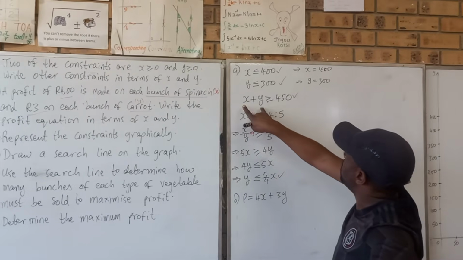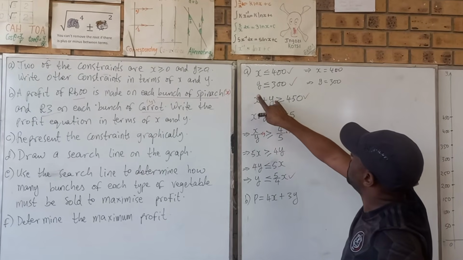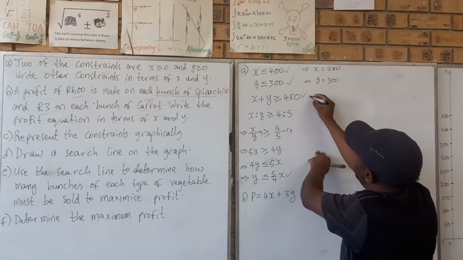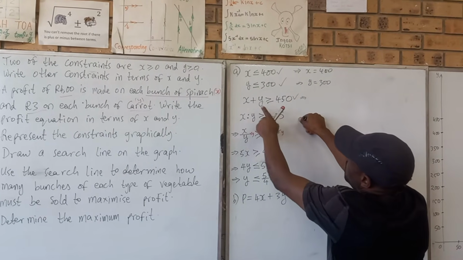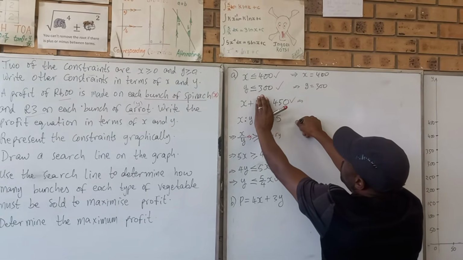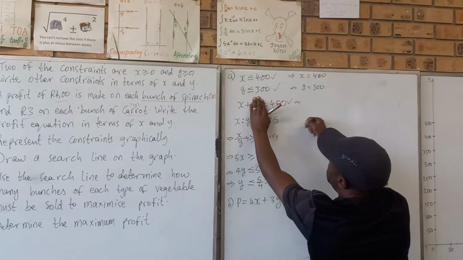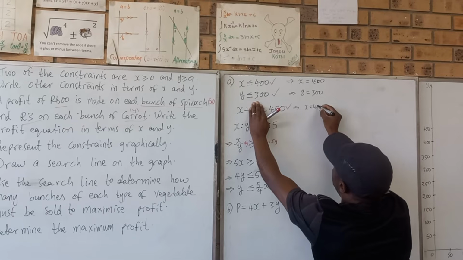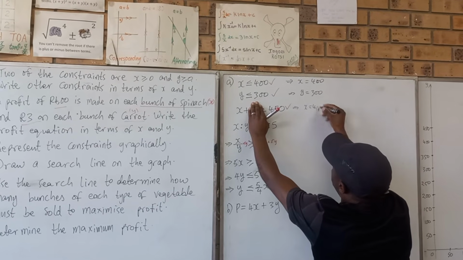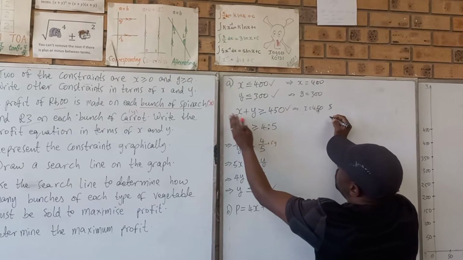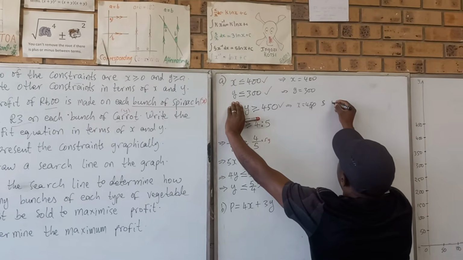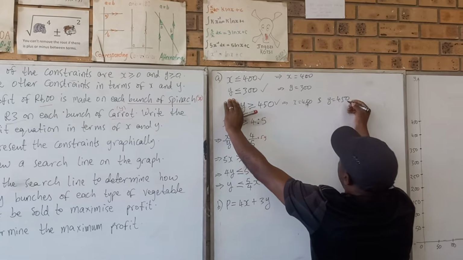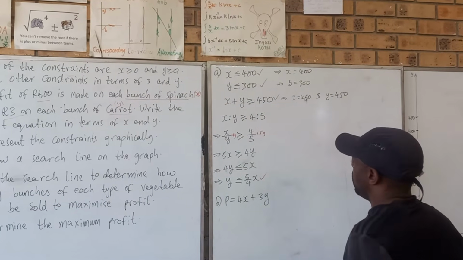But if you go to this constraint, you can see it has x and y. So if I have to sketch that line, I need to know that it must touch the x-axis and the y. So for me to know where it touches x, I just make y 0. I'll be looking for x equal to 450. And if I need to know where it touches y, I make x 0. I'll also be looking for y equal to 450. So that line must touch both x and y.